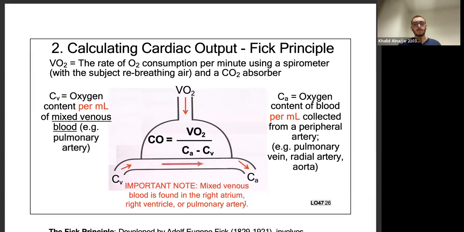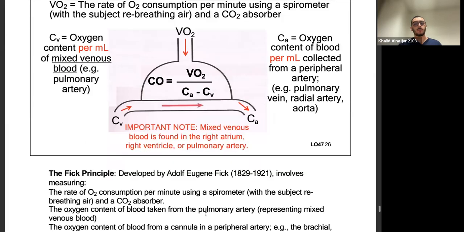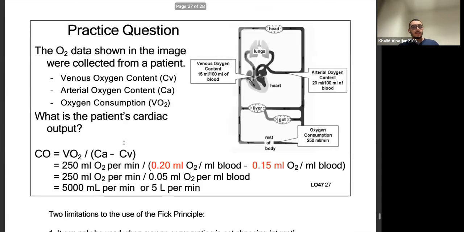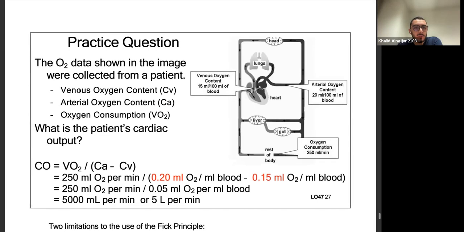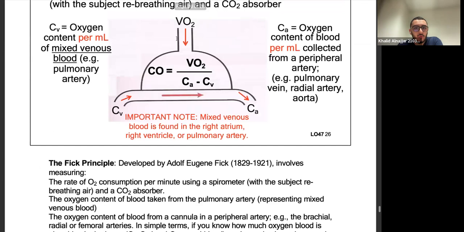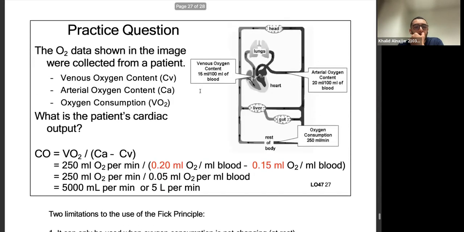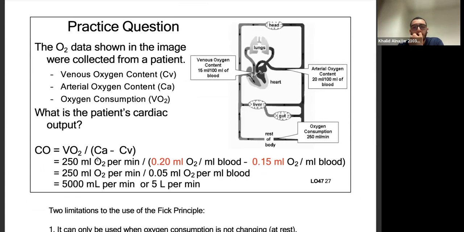And here he says a very important note: the mixed venous blood is only found in the right atrium, right ventricle, and pulmonary artery, because these are the final destinations of the deoxygenated blood. Basically, this is how you can find cardiac output. This is the last slide. A practice question. It's just a question that gives you the VO2, and gives you CA and CV and tells you to find the cardiac output. What are the numbers here?